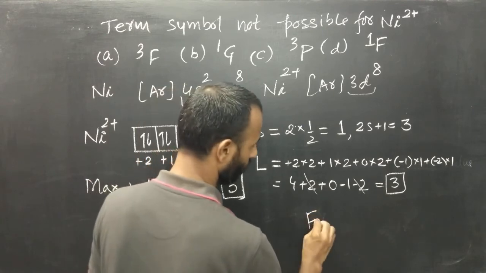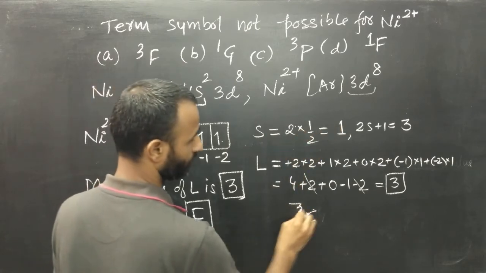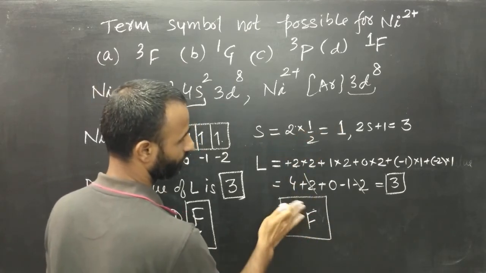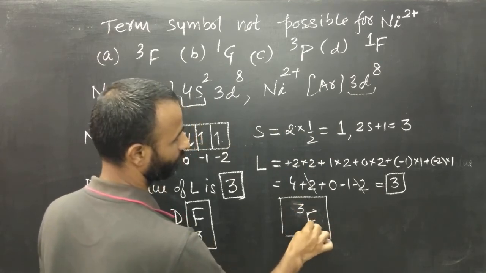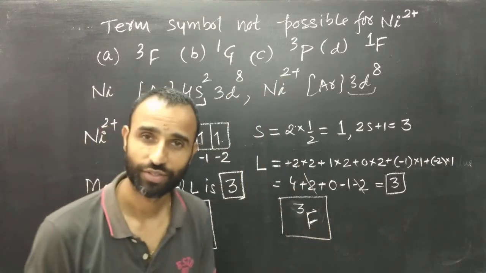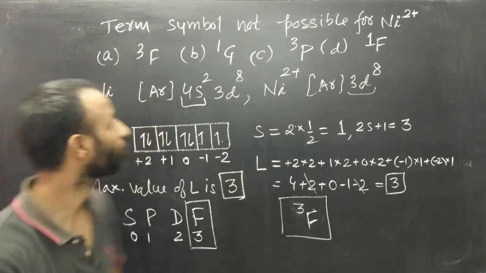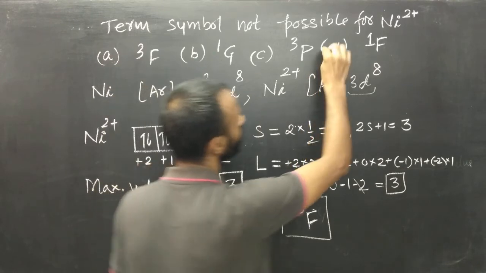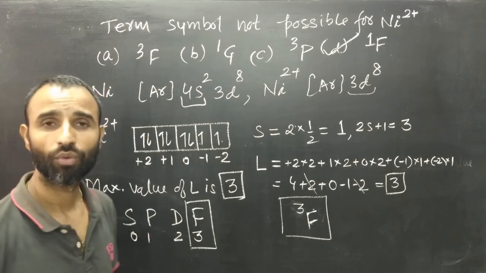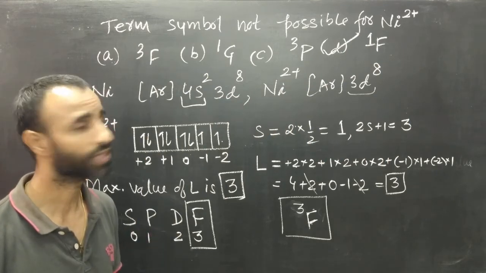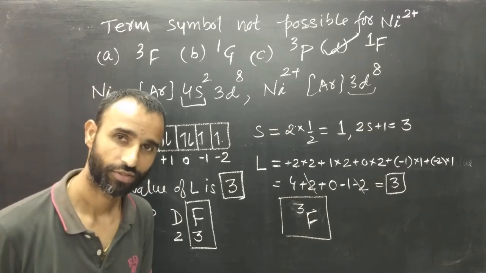For F state, what is S value? 3, that is the 2S plus 1 value. So 3F. It can never be 1F, because 1F is when S is 0 and that is not the ground state. So only one ground state is there, so the not possible state should be 1F. 1F state does not exist for nickel 2 plus. Done.